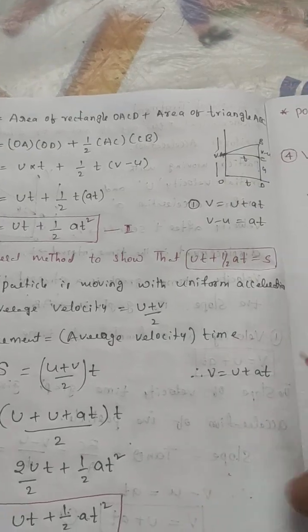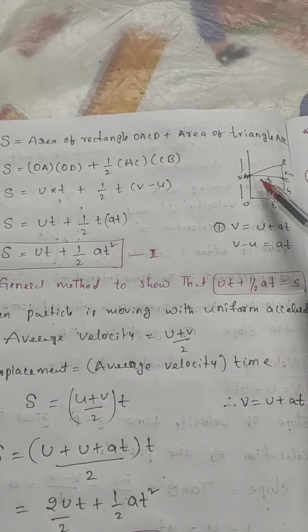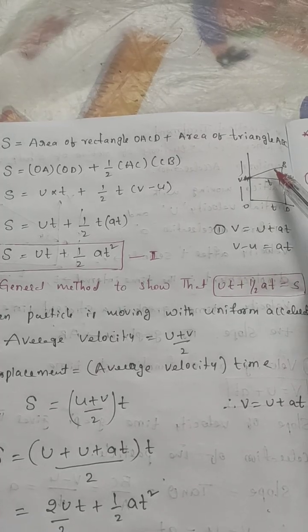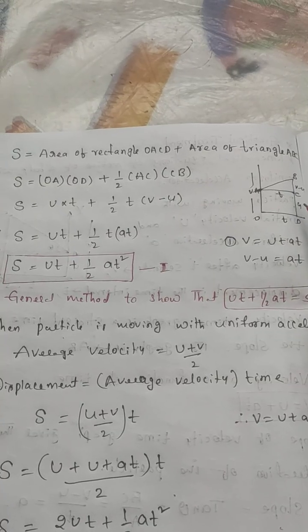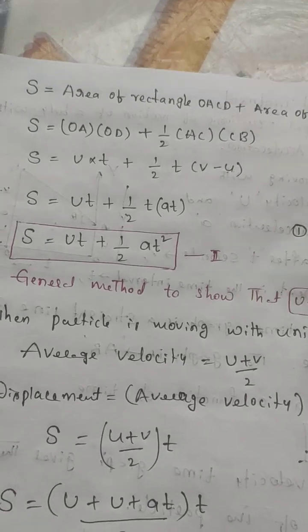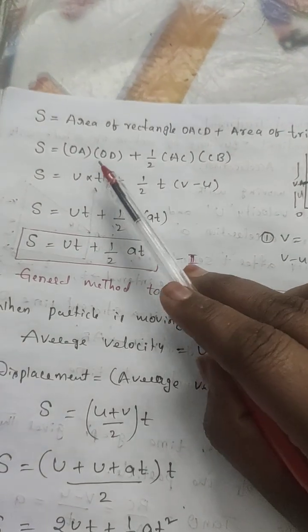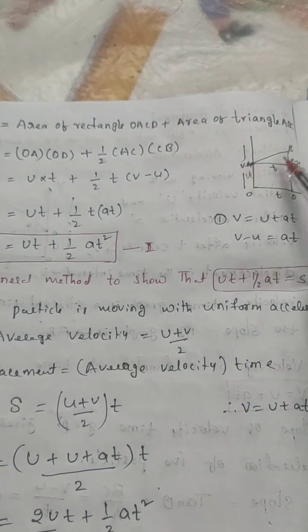Now, total displacement under the area of this graph means area of the rectangle plus area of the triangle. What is the area of the rectangle? Area of rectangle means length into breadth, OA into OD. What is OA? OA is u. OD is t. Substituting these values, OA into OD is u into t, plus the area of the triangle.